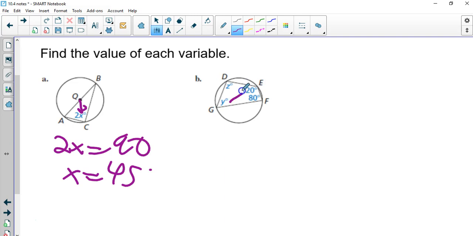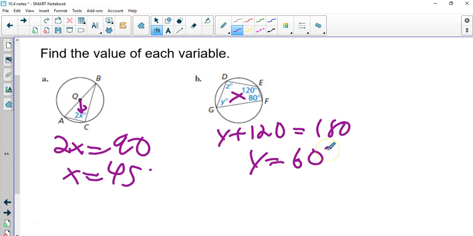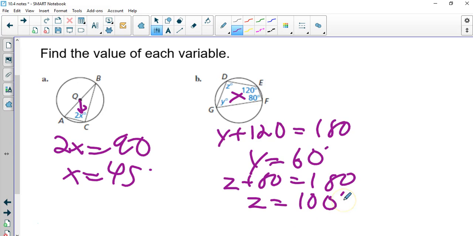Remember, opposites are supplementary. So y plus 120 equals 180. So y is 60 degrees. And then z plus 80 equals 180. So z is 100 degrees. So we're not saying opposite angles are equal anymore, because that's in a parallelogram. We're talking about just any old quadrilateral drawn inside a circle.